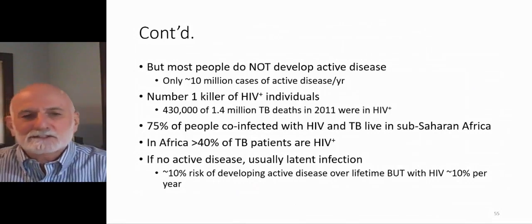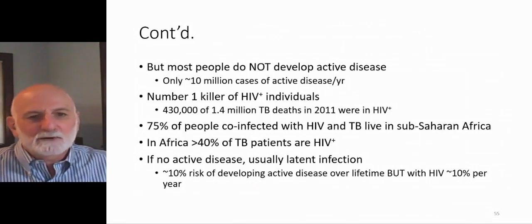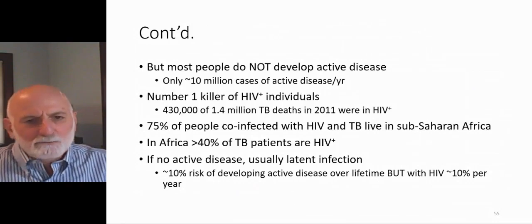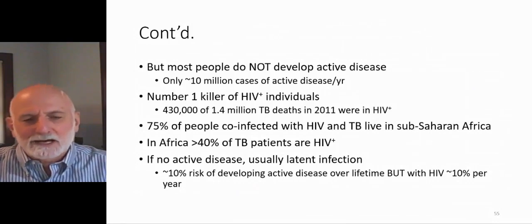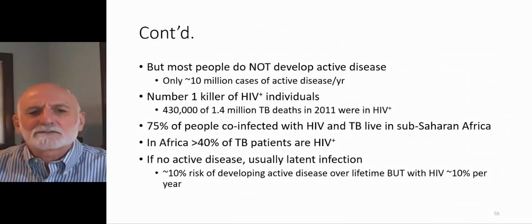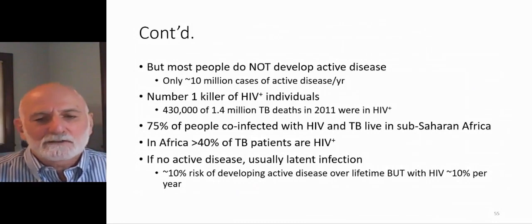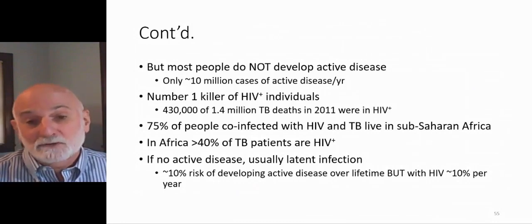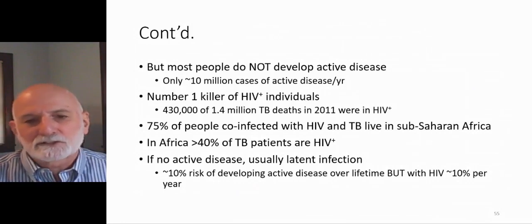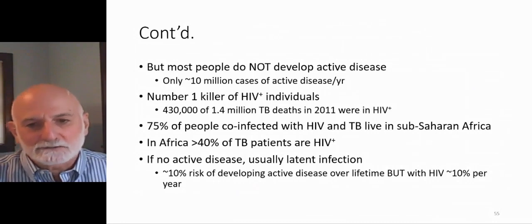There are about 10 million cases and about 1.6 million deaths per year. It is the number one killer of HIV positive people. Of the 1.4 million TB deaths in 2011, it's a little bit higher now, over 400,000 were also HIV positive. In sub-Saharan Africa, 75% of the people are co-infected. In Africa, greater than 40% of the TB patients are HIV positive. And in fact, one of the greatest susceptibility factors for developing tuberculosis on exposure to Mycobacterium is being immunocompromised, i.e. having AIDS and being HIV positive.